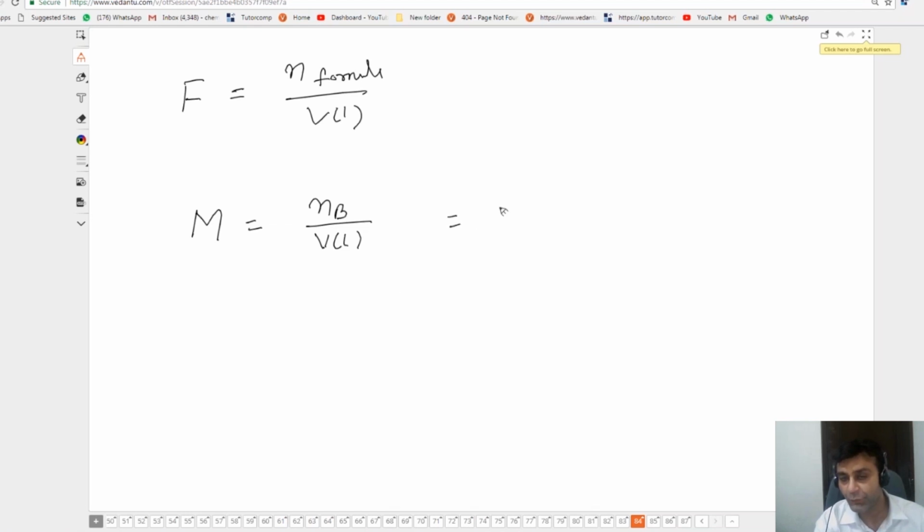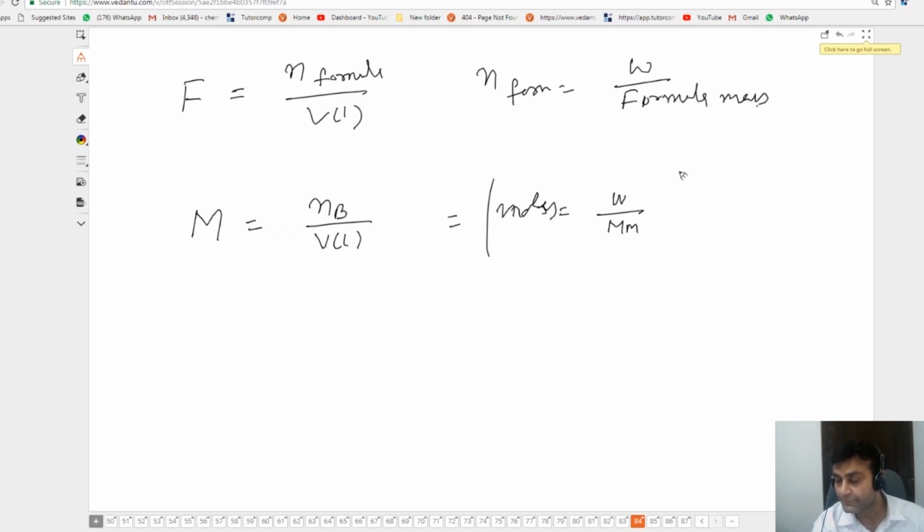Now if I ask you, what is number of moles? Given weight upon molecular mass, right? Very good. Similarly, number of formula units is equal to given weight upon formula mass. I am repeating here, formula mass. Now, what is formula mass?